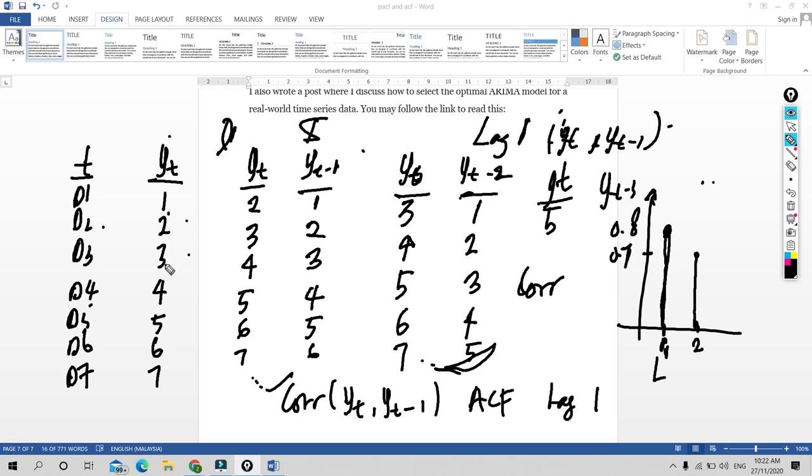Faham, Doktor? So maknanya, meaning to say, kalau leg 1 we are comparing today with previous day. Today ni maknanya kalau kita nak compare dengan semalam, maknanya hari kedua kita bandingkan dengan day 1. Day 3 we bandingkan dengan day 2. Day 4 we bandingkan dengan day 3 and so on.